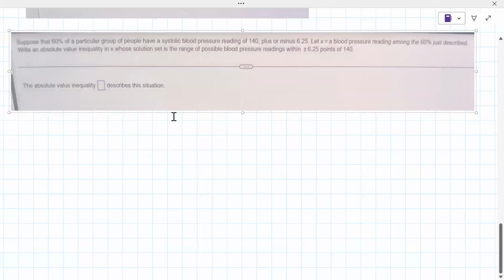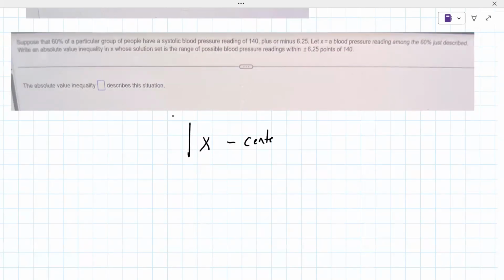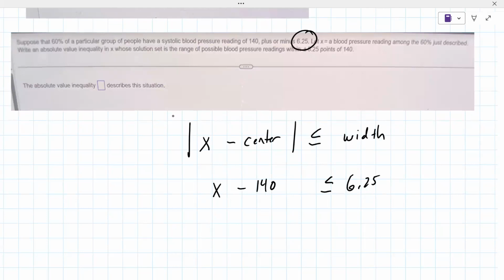All right, suppose that 60% of a particular group of people have a systolic blood pressure reading of 140 plus or minus 6.25. Let x equal a blood pressure reading among the 60% just described. Write an absolute value inequality whose solution set is the range of possible blood pressure readings within plus or minus 6.25 of 140. Okay, so the formula here is that you take your variable, you subtract the center, and it's less than or equal to the width. So in your problem, 6.25 is the width, and your center is 140.